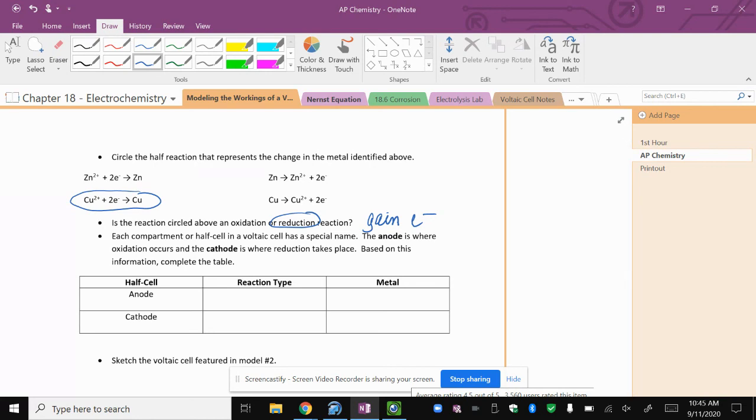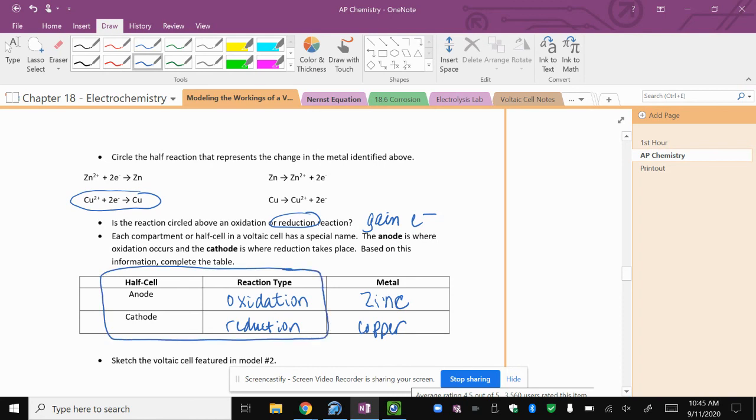Okay, so here's where we get to the new part. So it tells me that the anode is where oxidation occurs. And we decided in our previous question that the metal that underwent oxidation was zinc. And the cathode is where reduction takes place. And we decided in our model this is copper. Okay. All right, so this is our new content, one of our new pieces of information for chapter 18.